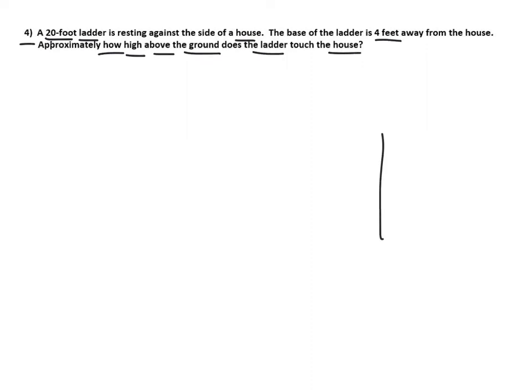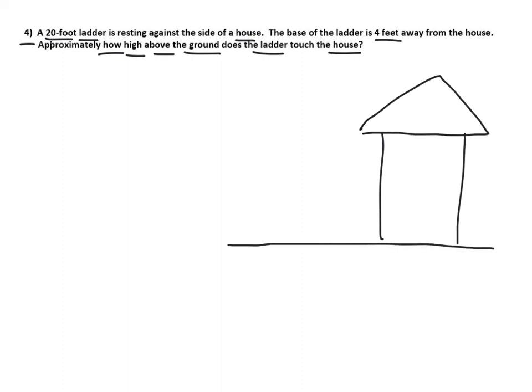All right, well, let's just start off with my house. Draw my ground. I'll draw my ladder. So my ladder is leaning against the house. They specifically told me it's a 20-foot ladder, so I know that this side is 20 feet. They also told me that the base of the ladder is 4 feet away from the house. So the base of the ladder at this point from the base of the house is 4 feet.